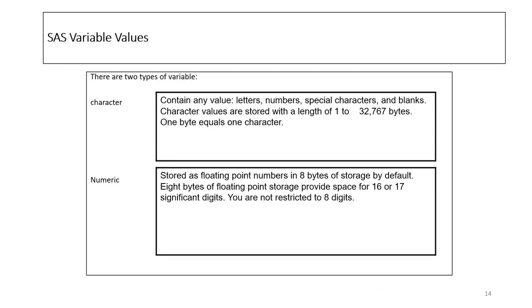As I discussed, there are two types of values. Character values can contain any value: letters, numbers, special characters, alphanumeric values, and blanks. Character values are stored with a length of 1 to 32,767 bytes, and 1 byte equals 1 character. Numeric values are stored as floating point numbers in 8 bytes of storage by default, and 8 bytes of floating point storage provides space for 16 to 17 significant digits. So you are not restricted to 8 digits. These are the only two types available in SAS.